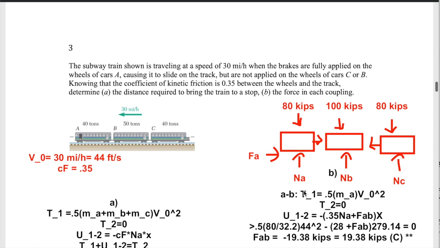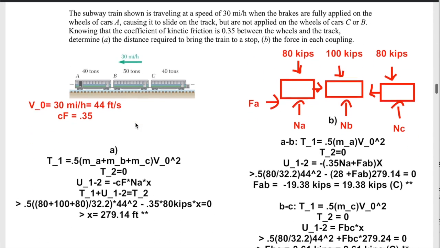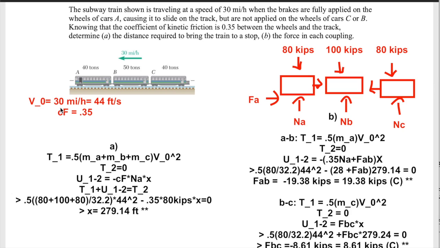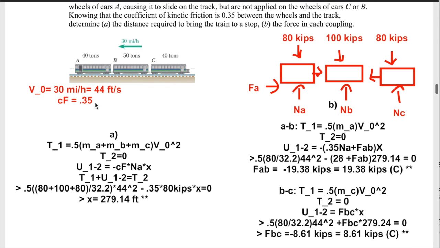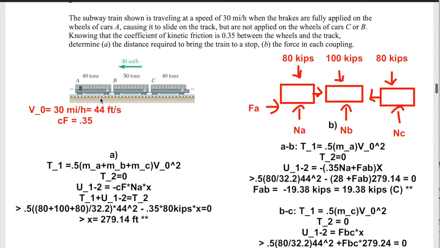All right, problem 3. This one's the one of the subway train. We're given the initial velocity is 30 miles per hour, which correlates to 44 feet per second. We're given the coefficient of friction in this first cart is 0.35. Part A, the distance required to bring the train to a stop.